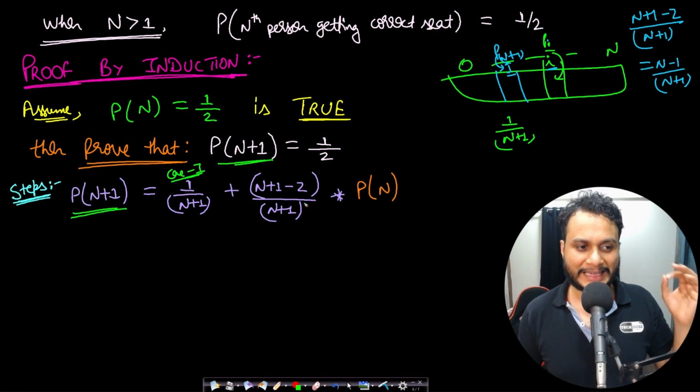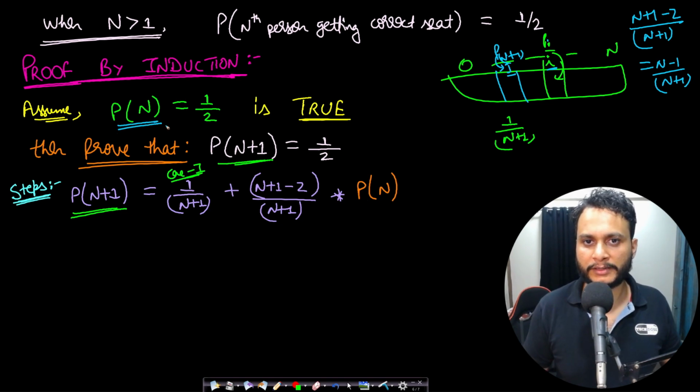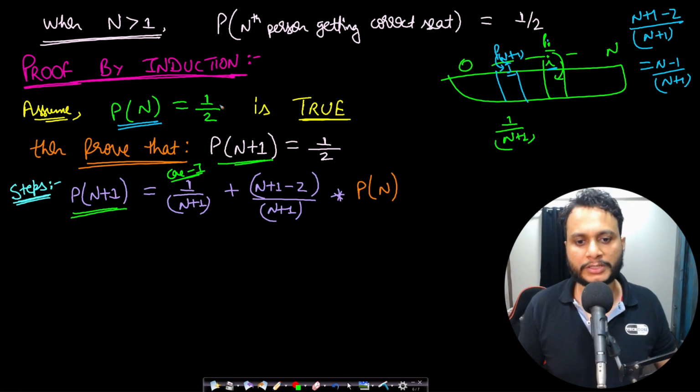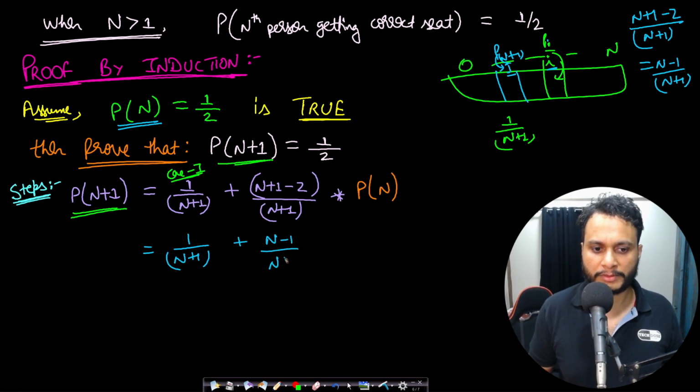In this case, the size of the subproblem will reduce by 1, and next time you need to calculate for Pn. But we have already assumed that if we have n people and n seats, then my probability is 1 by 2. So I can simply replace it, and I can write it as 1 by n plus 1 plus n minus 1 by n plus 1 into 1 by 2.